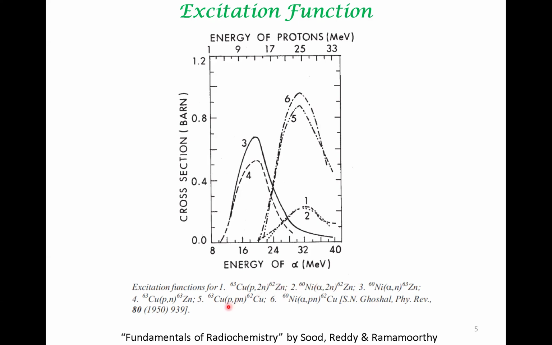Likewise, you can plot many of these. So here the energy of the alpha particle is plotted, and the energy of protons is plotted here. What you generally see is the reaction cross-section increases to some extent and then decreases. This form seems to be very similar to the Maxwell-Boltzmann distribution, but this is a general feature. This work was published by a famous Indian nuclear physicist, Ghoshal.